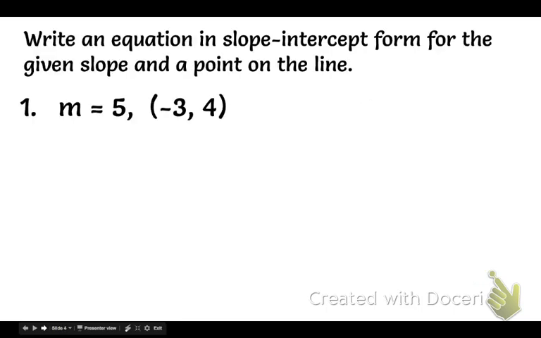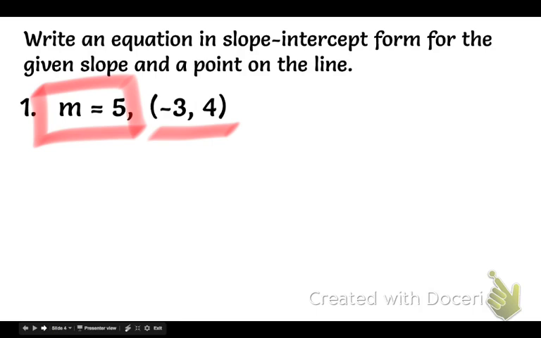Alright, so here is our first example where we need to write an equation in slope-intercept form given the slope, in this case it's 5, and given a point on the line, (-3, 4). So m is my 5, and the ordered pair (-3, 4) is a point that's on the line. It's not the y-intercept because it's not on the y-axis. (-3, 4) would be a point that would graph in a quadrant, not actually on an axis.